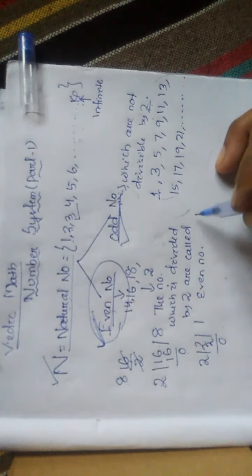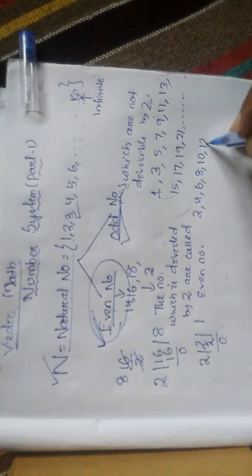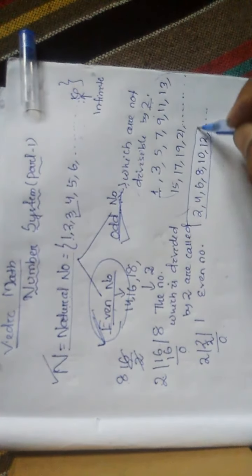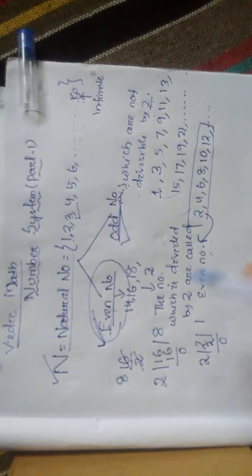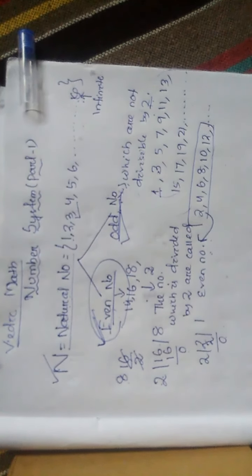But if you take the example of 2, 4, 6, 8, 10, 12, these are the numbers which can be divided by 2. That is why they are known as even numbers. This is the basic difference between even numbers and odd numbers.